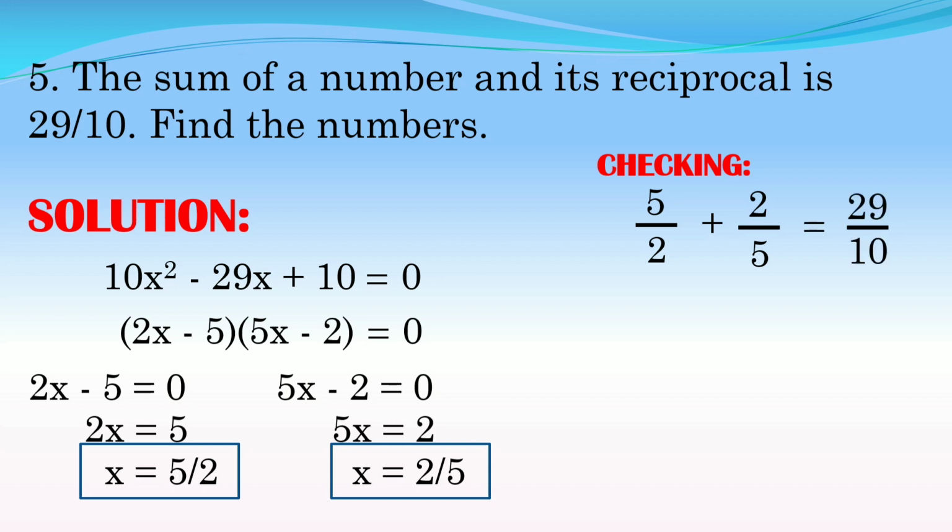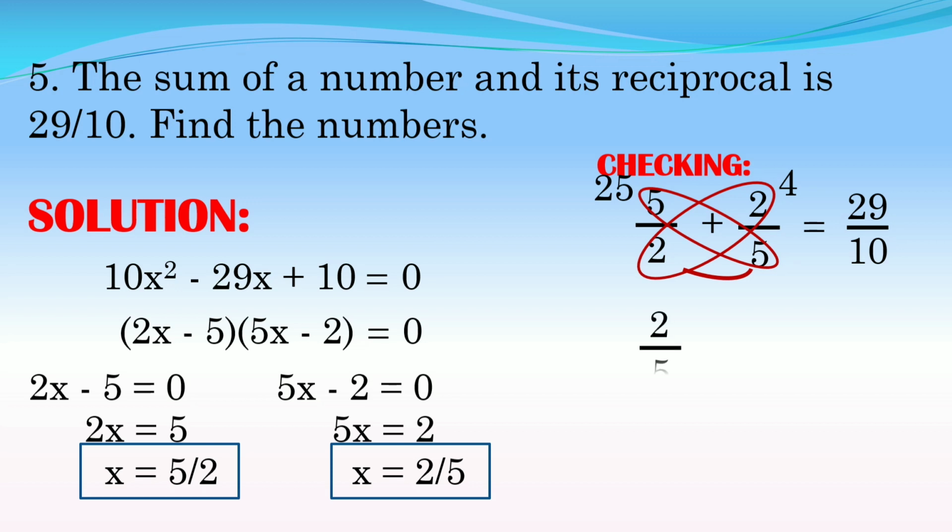So, gamitan na lang natin ito ng butterfly method. So, 5 times 5 is equal to 25. 2 times 2 is equal to 4. So, 25 plus 4 is equal to 29. So, tama yung ating numerator. And then, 2 times 5 is equal to 10. So, tama po yung ating denominator. So, tama po yung sagot natin na 5 over 2.